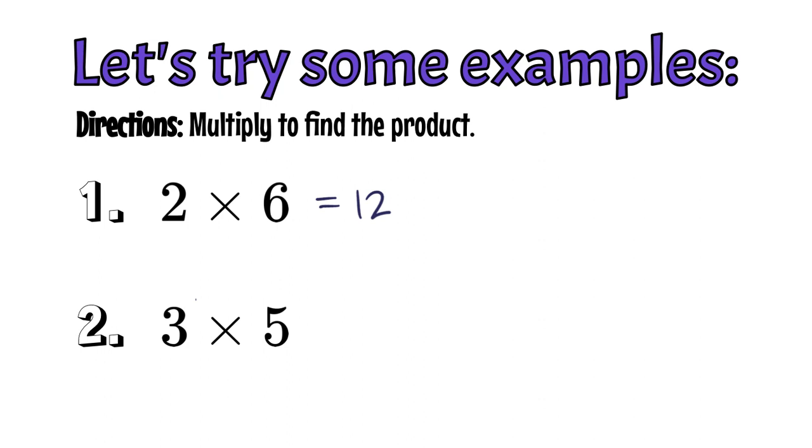So in number 2, we have 3 times 5. That's 3, 6, 9, 12, 15. So initially, you might want to skip count like that. Eventually, you'll want to just memorize that 3 times 5 is equal to 15.